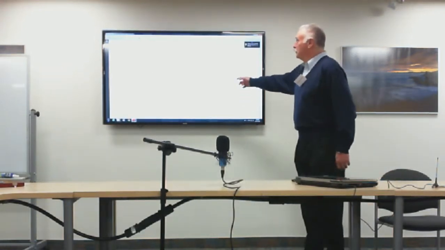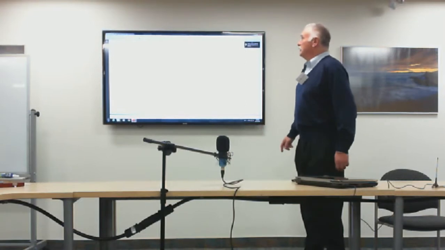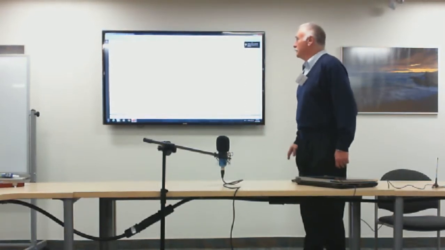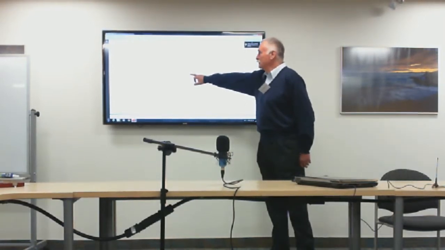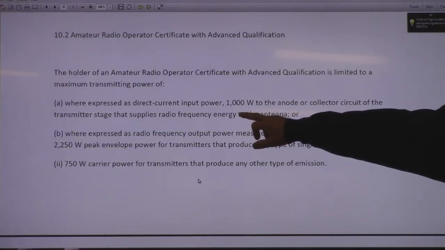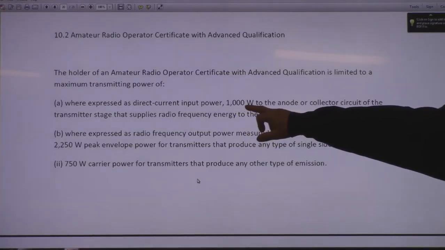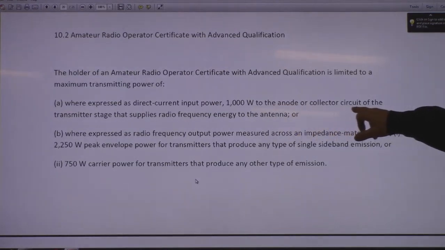So let's go up more to deal with the 560 watts. If we have advanced certificates, well, it's just as complex. Direct current input of 1000 watts to the anode.